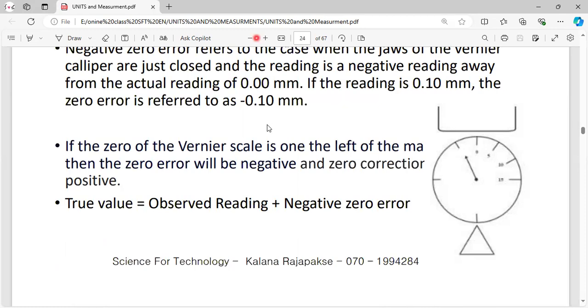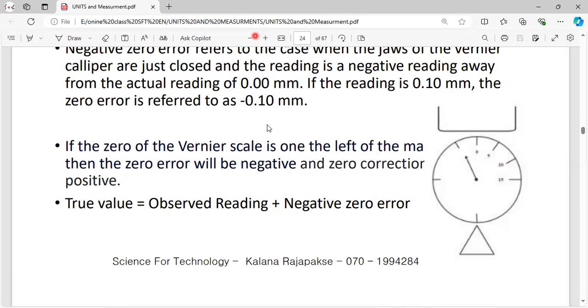And you can identify that this is due to the wear off of the jaws, right? Due to the long use, the mechanical parts and the steel parts are going to wear off, right? That is the main cause for the negative error. But what is the main cause for the positive error then?